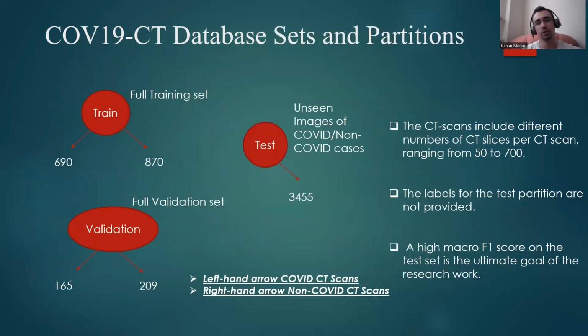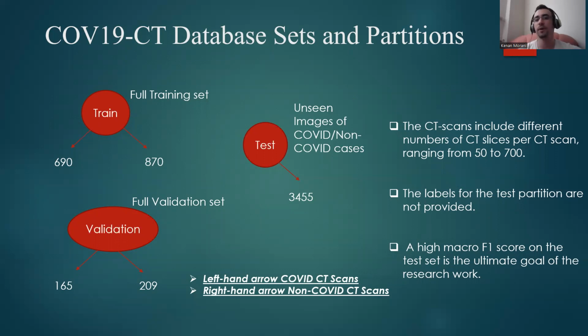Now I'll introduce you to the partitions of the data set. You have the training partition, which consists of 690 COVID cases and 870 non-COVID cases. There's also the validation set, which has 165 COVID cases and 209 non-COVID cases. Finally, you have the unseen images, or the test partition. Of course, here the labels are not provided to the teams, or not provided to us. You have to send your results in to check against the labels. So in the test partition you have 3,455 images or CT scans.